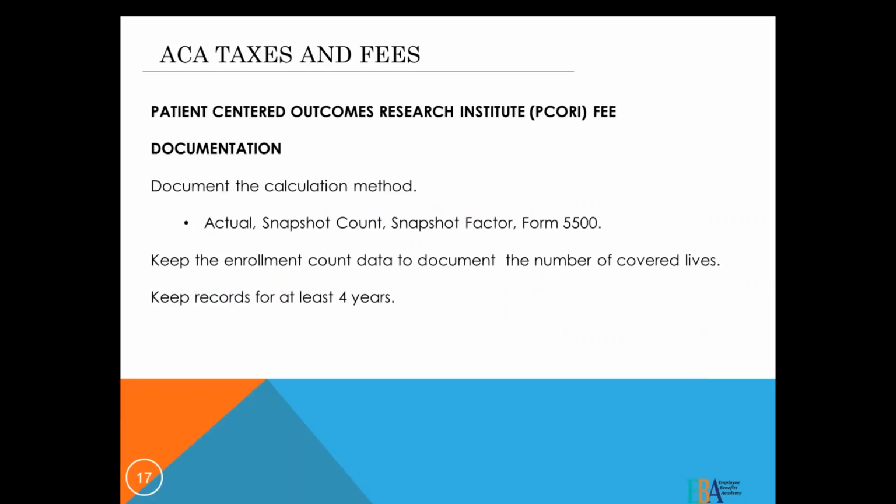So the one thing, in addition to calculating the method, is you're going to need to keep the documentation. You need to be able to document what method you used to determine the number of covered lives and to keep that enrollment data and all the calculations that you used. You need to keep these records for at least 4 years.